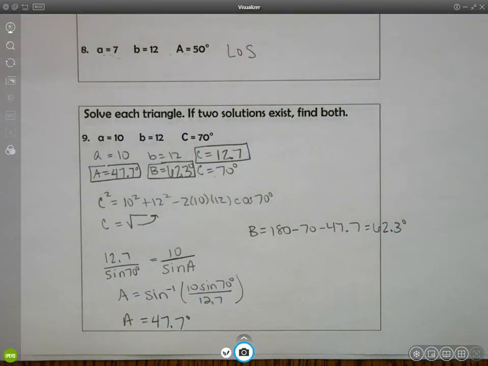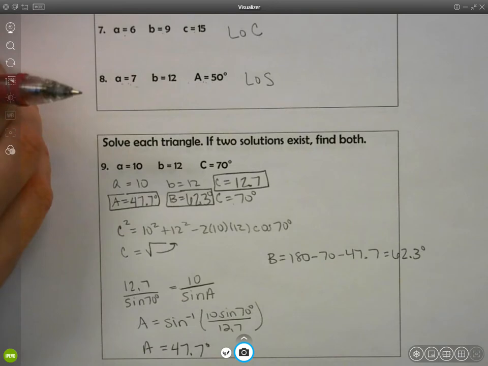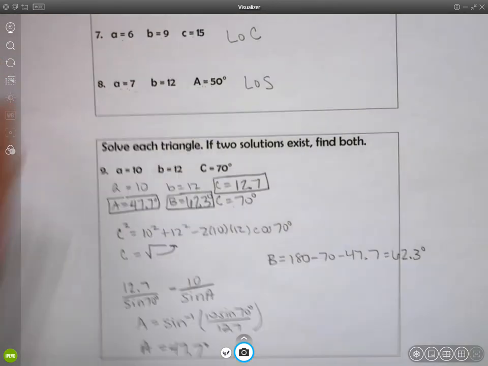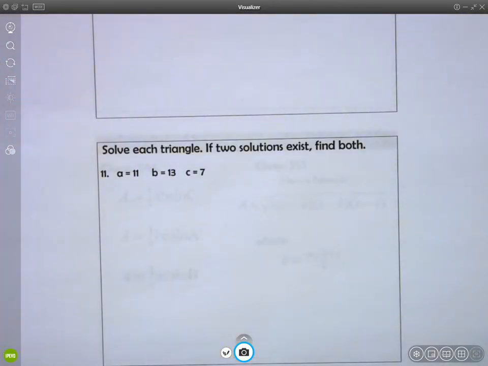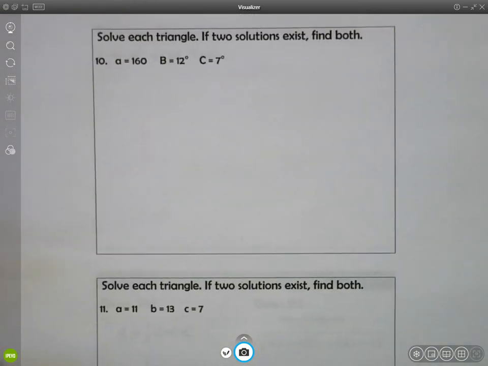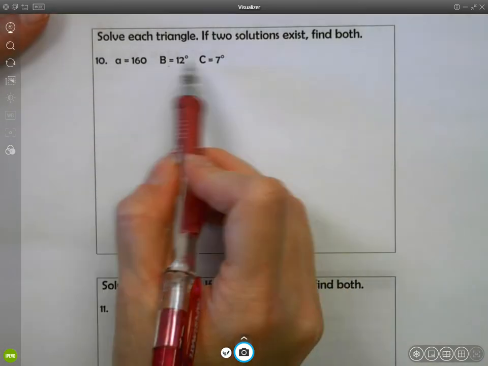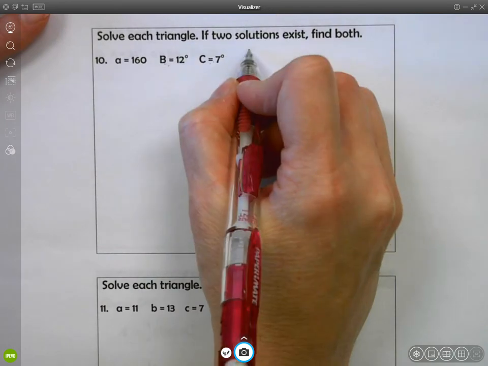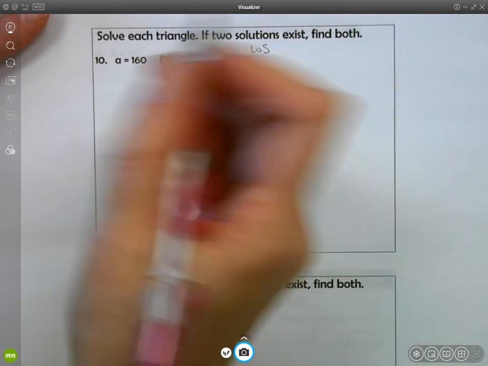All right, try another one. All right, for number 10, which you can't see, there you go. For number 10, we have two angles, so we know we can use law of sines first.